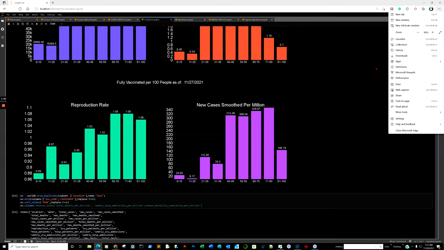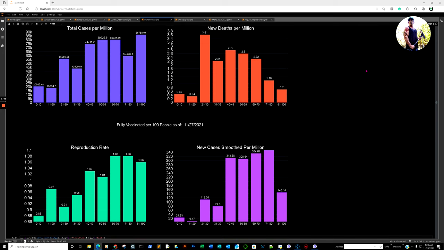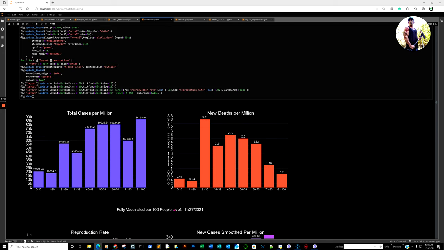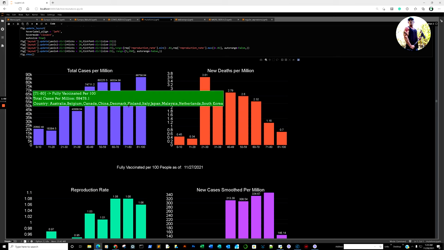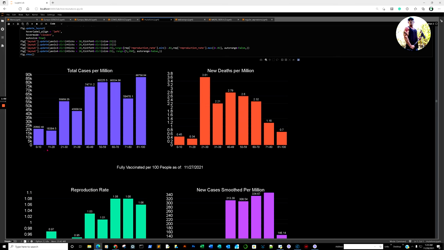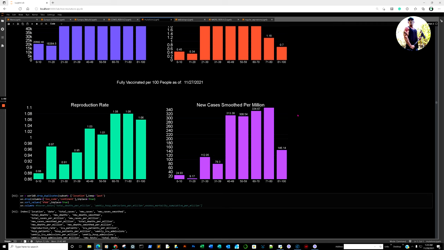We're checking vaccine efficacy from an observation. This is fully vaccinated per 100 people. Total cases per million. These are your most vaccinated countries. Compare it to other vaccine tiers: 0 to 10, 11 to 20, all the way up to 81 to 100. And now that Singapore passed 90, we'll start making another vaccine tier. New deaths per million. Those are countries which are barely vaccinated. And obviously, we got a good spike there, and that's your countries which are heavily vaccinated, just to give an idea. Reproduction rate.